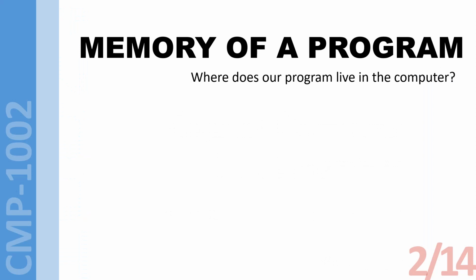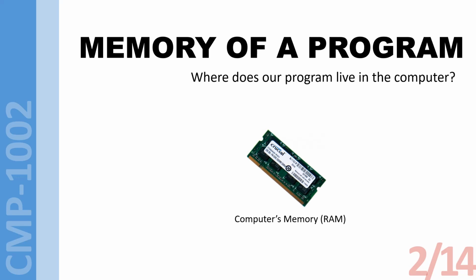So one of the things that we haven't talked about so far is, when you are running a program, where does our program live in the computer? The short answer to this question is the computer's memory, the RAM, or the random access memory. Whenever you have a CPP program, when you build it, compile it and then run it, the executable of this program will be copied within the computer's memory, the RAM.